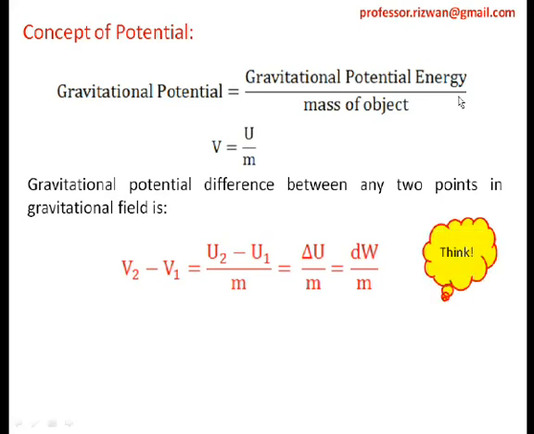Think on this. It means the concept of potential is related to change in work done per unit mass, or change in potential energy per unit mass. Just imagine where you are taking some body from the surface of the earth up to a certain height h. What exactly is happening? Where is the change in potential energy, and what is the work done? Why are we calling this work done against gravity?